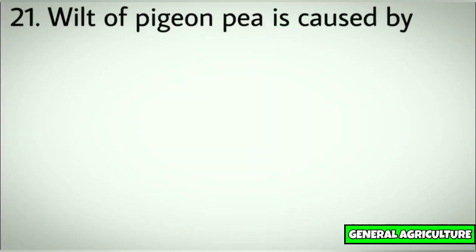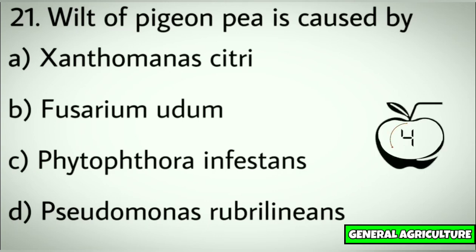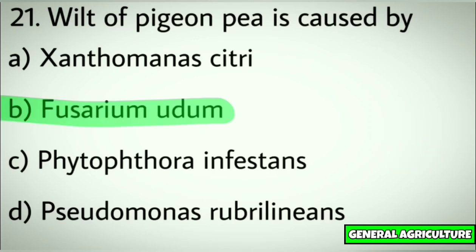Question number 21. Wilt of pigeon pea is caused by. Options: A. Xanthomonas citri, B. Fusarium udum, C. Phytophthora infestans, D. Pseudomonas rublinus. Correct answer: B. Fusarium udum.